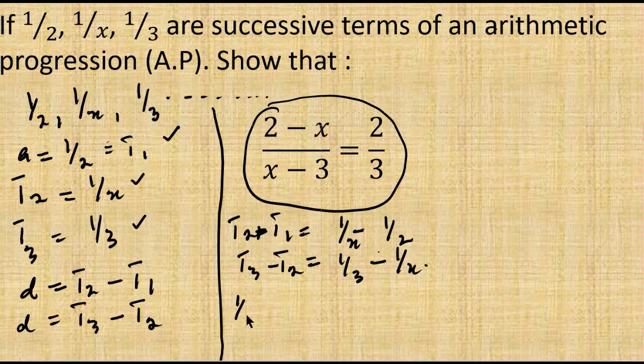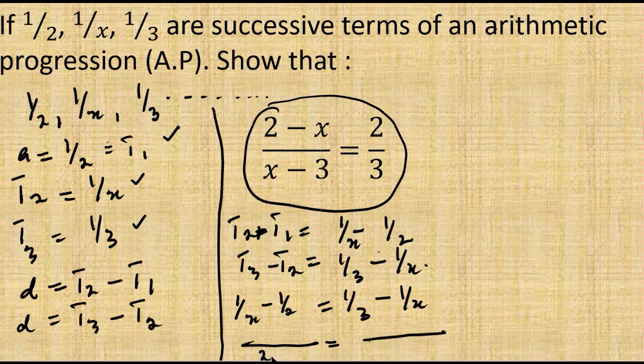Invariably, we're saying that 1/x minus 1/2 is the same thing as 1/3 minus 1/x. Then I can pick an LCM for both sides. For the first side, my LCM here will be 2x, and for this side, my LCM here will be 3x. x in 2x, I'll be left with 2, minus 2 in 2x, I'll be left with x. And 3 in 3x, I'll be left with x, minus x in 3x, I'll be left with 3.